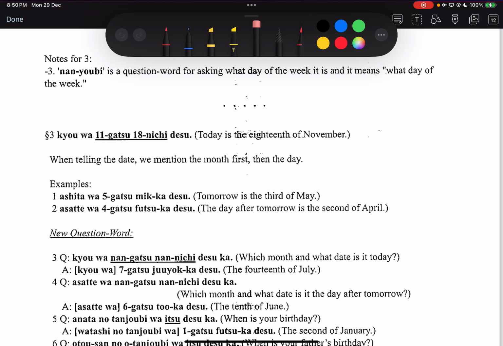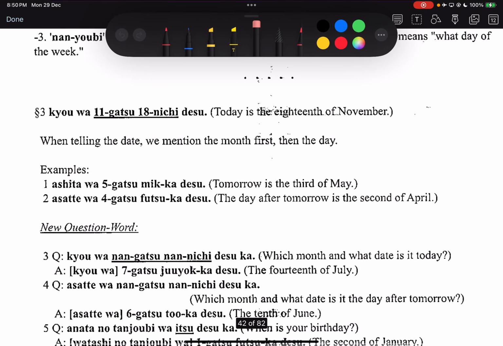Okay, number 3. 今日は11月. So remember how to count the month. 4, 7, 9 is special. Remember? So 4 is not the usual reading, it's shi-gatsu, 4月. For 7 it's shichi-gatsu, 7月. For 9 will be ku-gatsu, 9月. So for example, if it is September, 9月18日, 18th day of September.